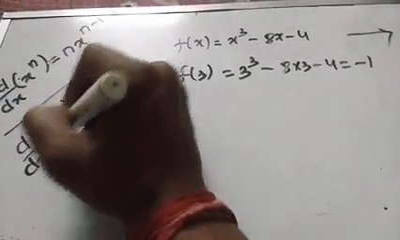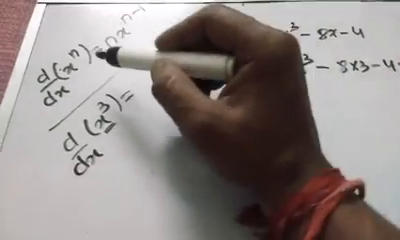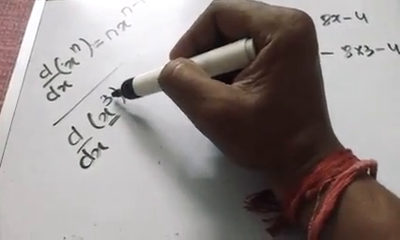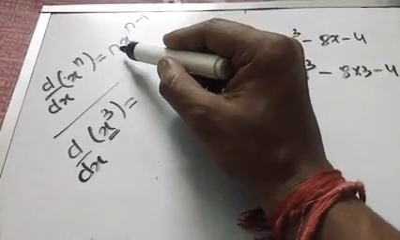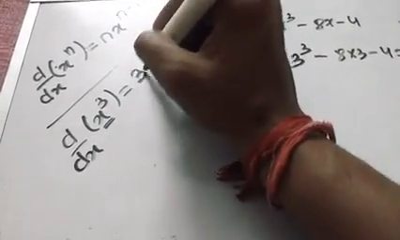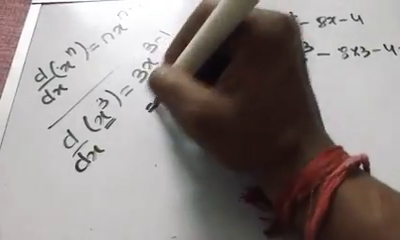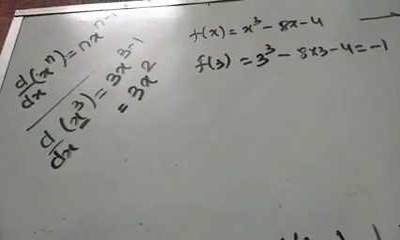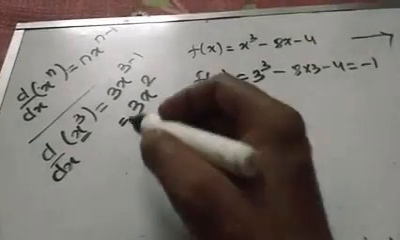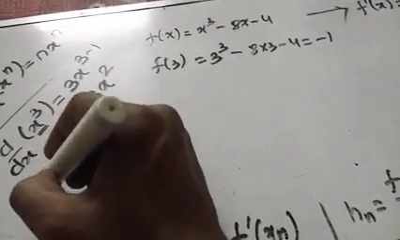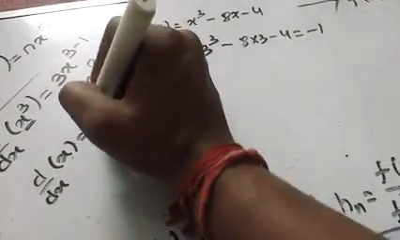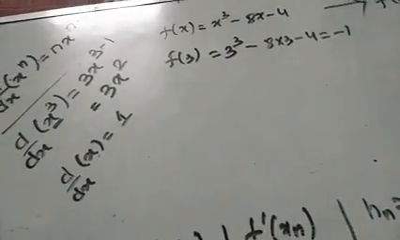Compare x cube with x to the power n. What is the n here? 3. So we'll use that formula here. In place of n put 3: 3x to the power 3 minus 1, that is 3x square. So this is the derivative of x cube, that is 3x square. Similarly, the derivative of x is 1.